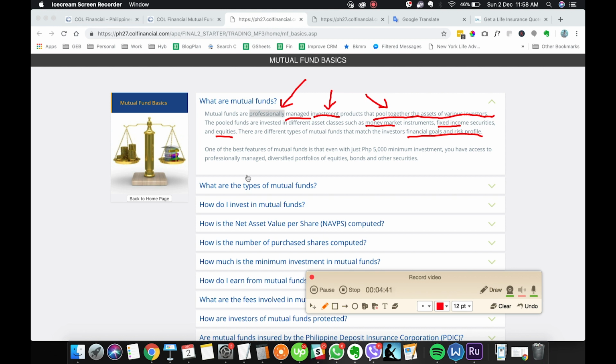One of the best features of mutual funds is that even with just a 5,000 minimum investment, you have access to professionally managed, diversified portfolios of equities. We will find out more about this in a while.